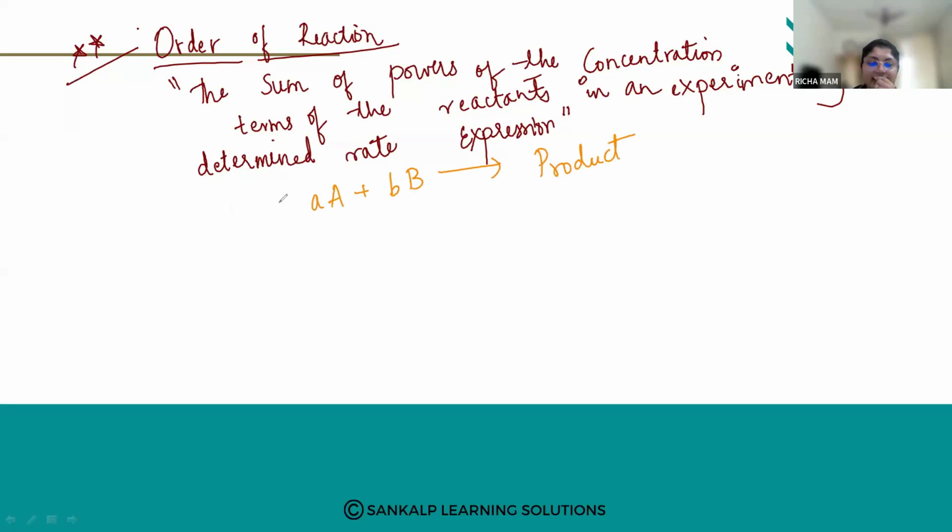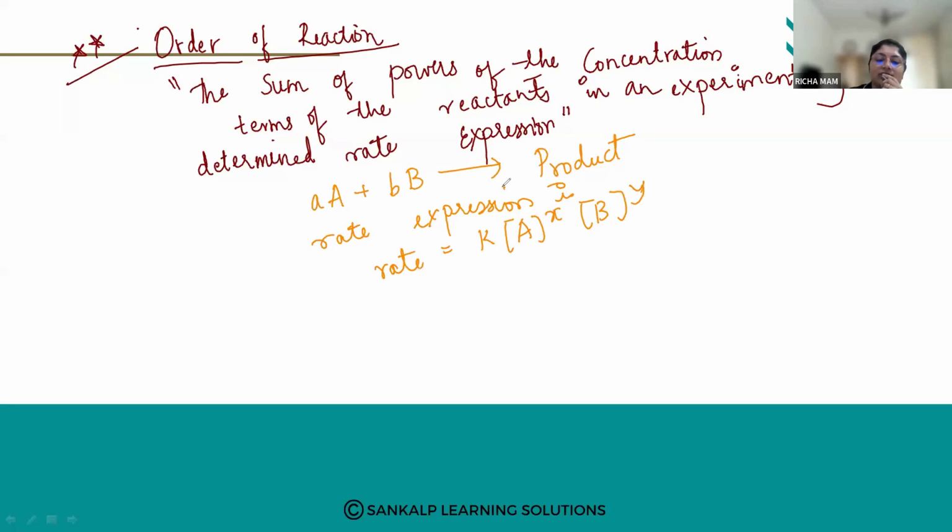Okay, so we are considering a reaction. What is the experimental rate expression? The rate expression is: rate equals K into A raised to X and B raised to Y. So what are X and Y? X and Y may or may not be equal to the stoichiometric coefficients.